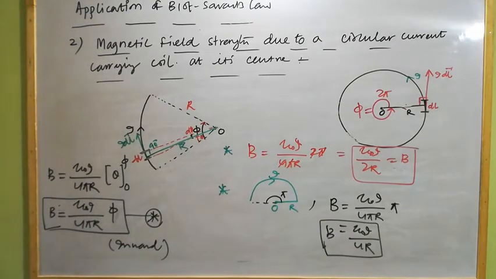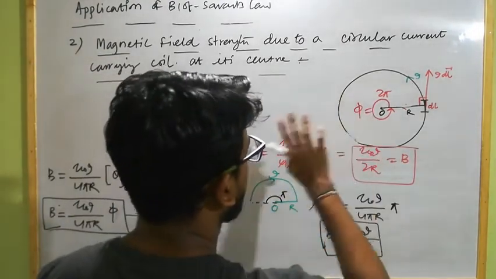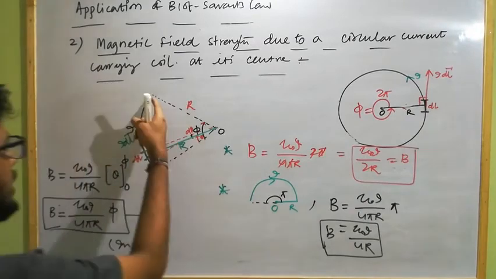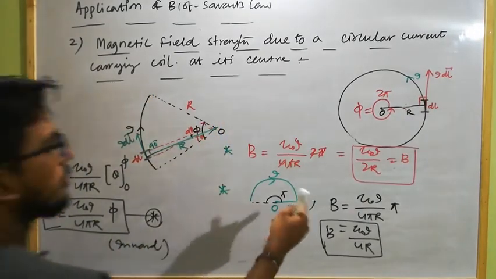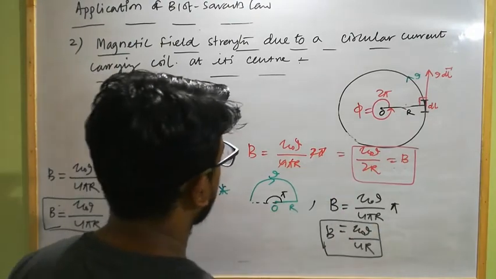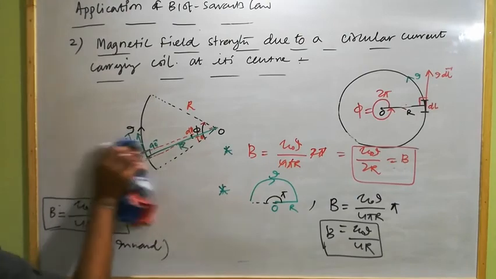Clear? So this is how to calculate the net magnetic field strength at the center of a circular coil. We can derive it for any circular arc which makes an angle φ at the center, and for semicircular and complete circular, or you can do it for any circular arc.